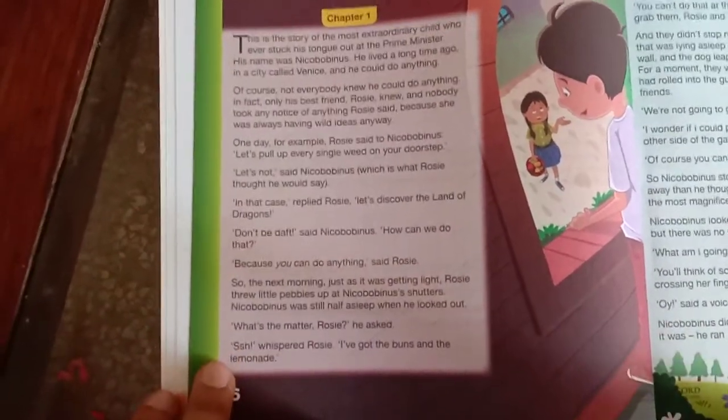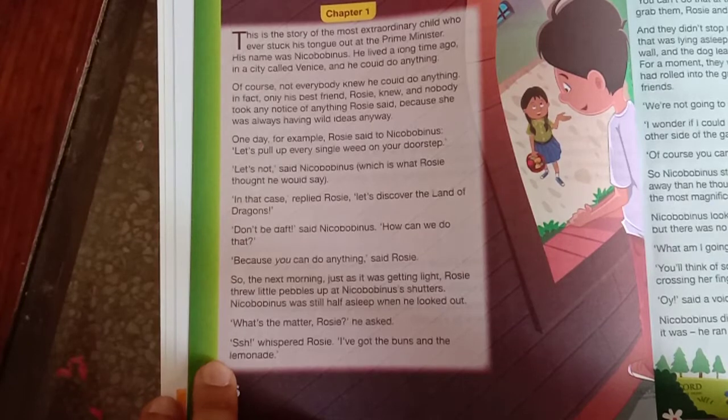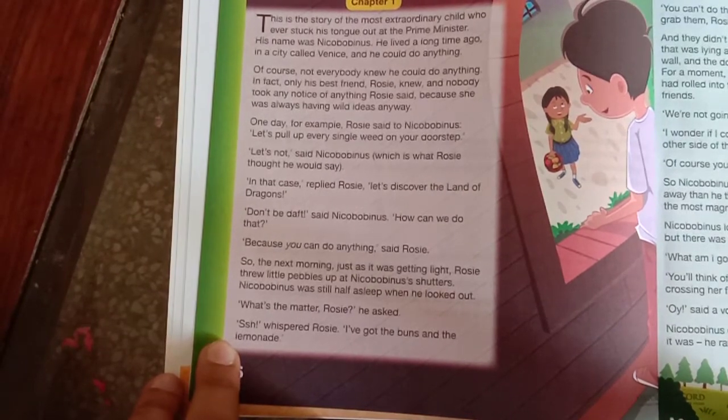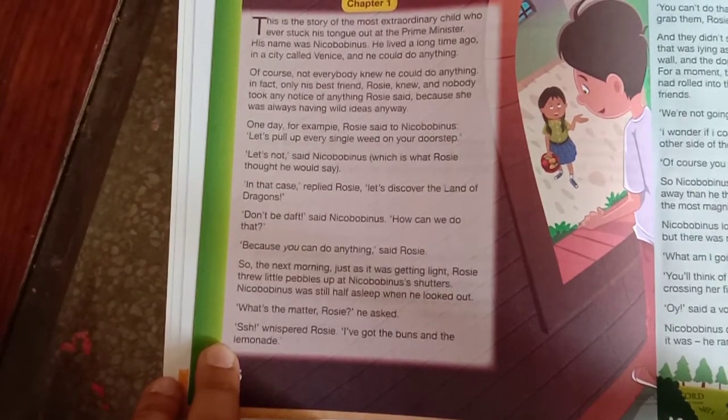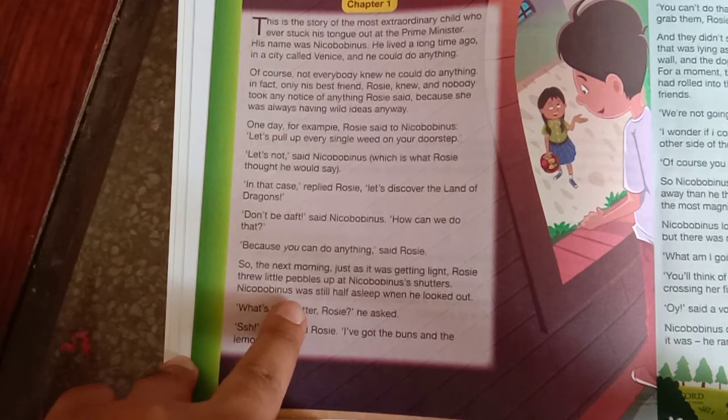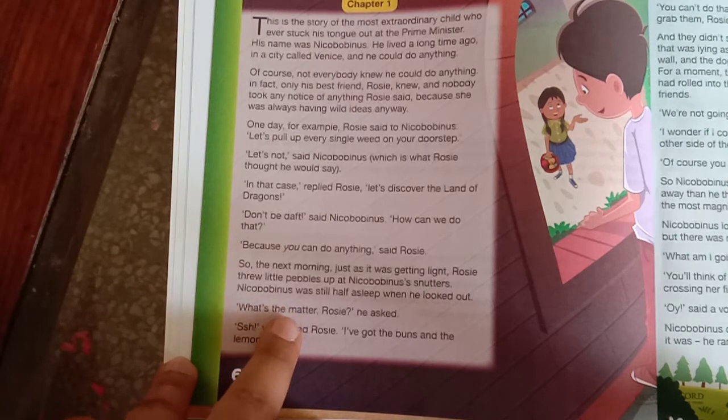So the next morning, just as it was getting light, so early in the morning, as soon as the sun was rising and coming out, Rosie threw little pebbles up at Nicobobinus' shutter. So Rosie picked up little pieces of stones. Pebbles are known as little pieces of stones, okay, and she was throwing them up at Nicobobinus' shutter. Shutters are like wooden window covers, okay.